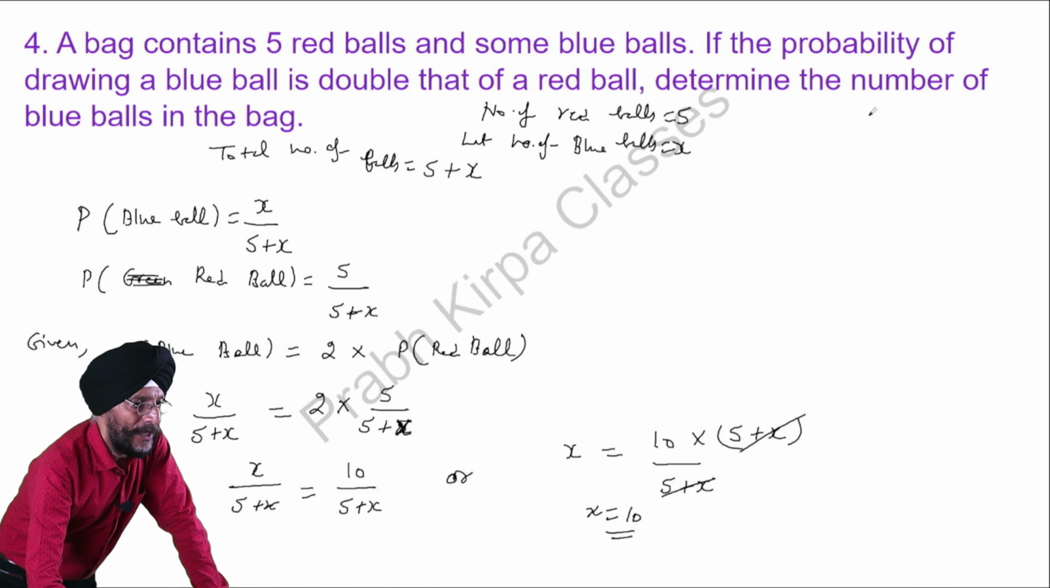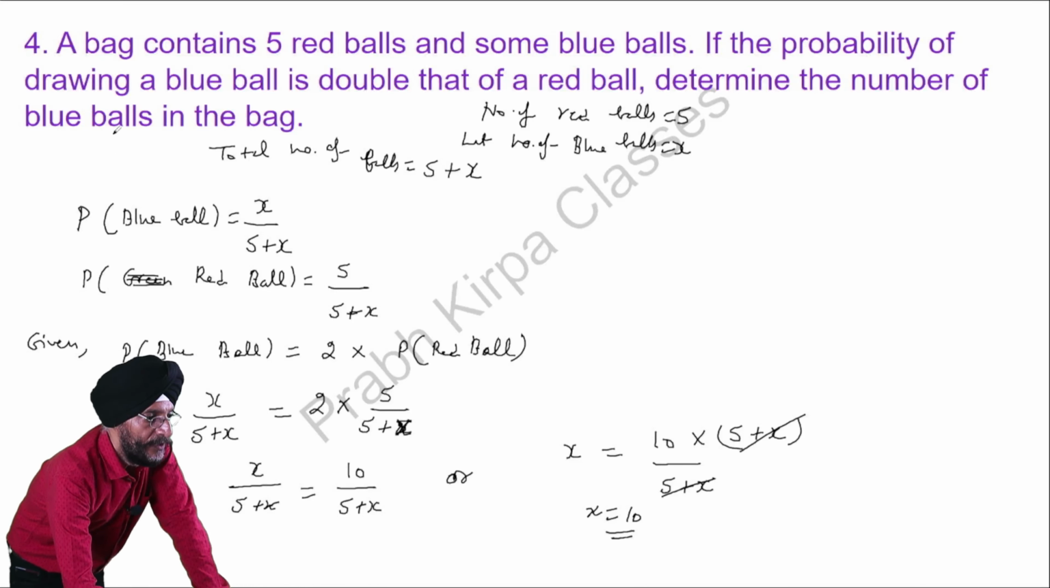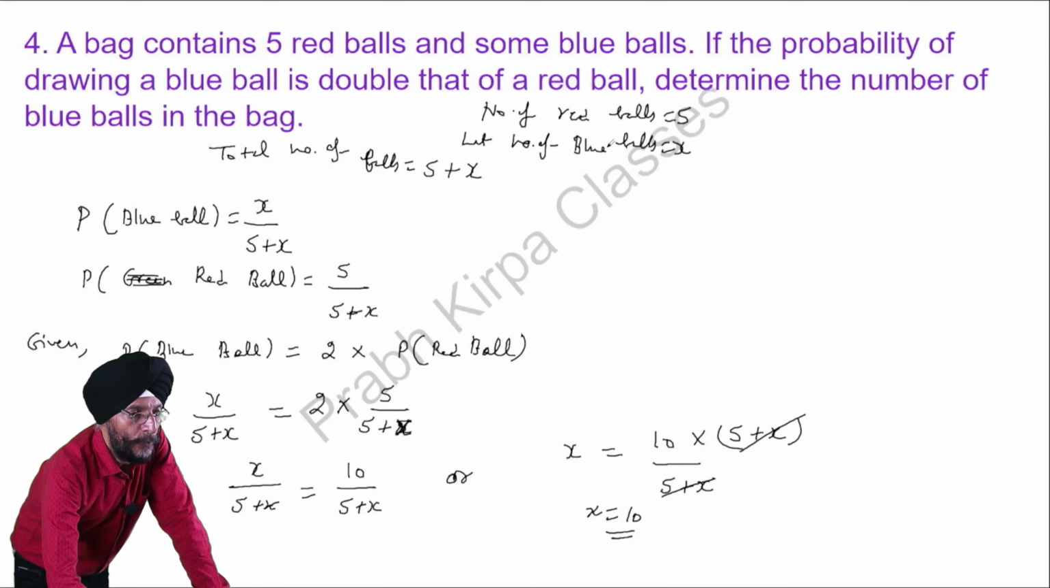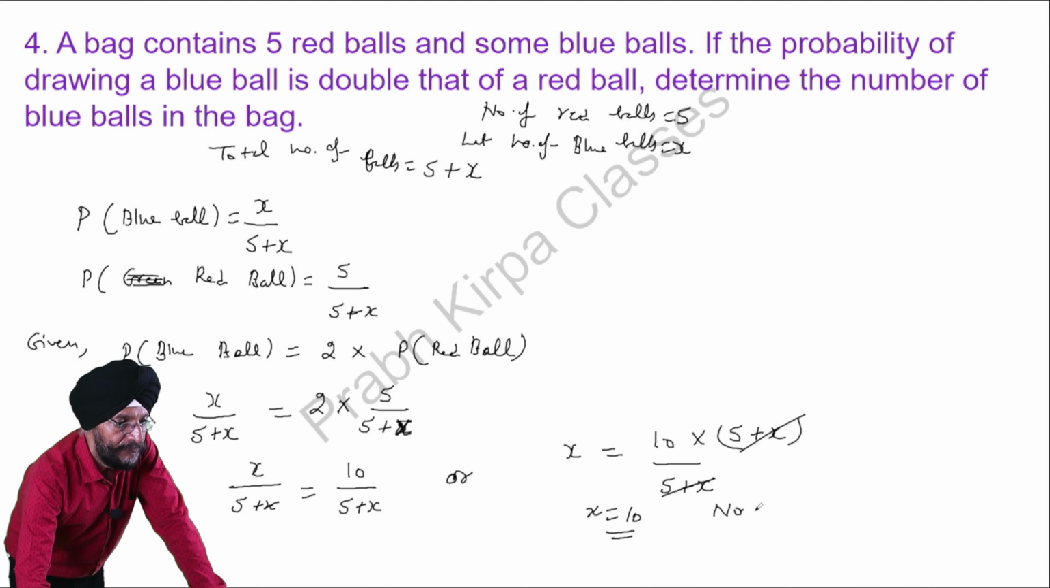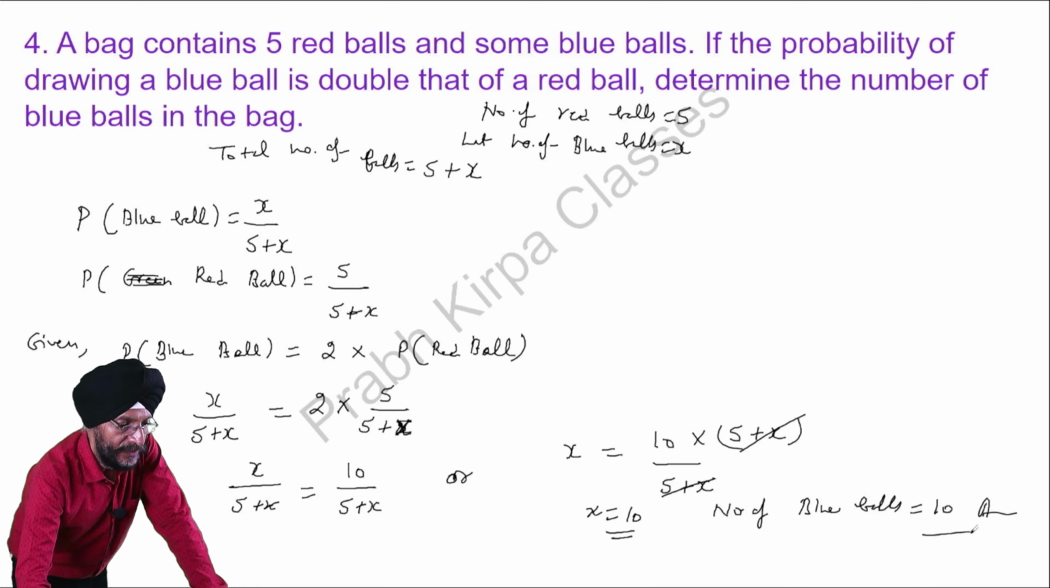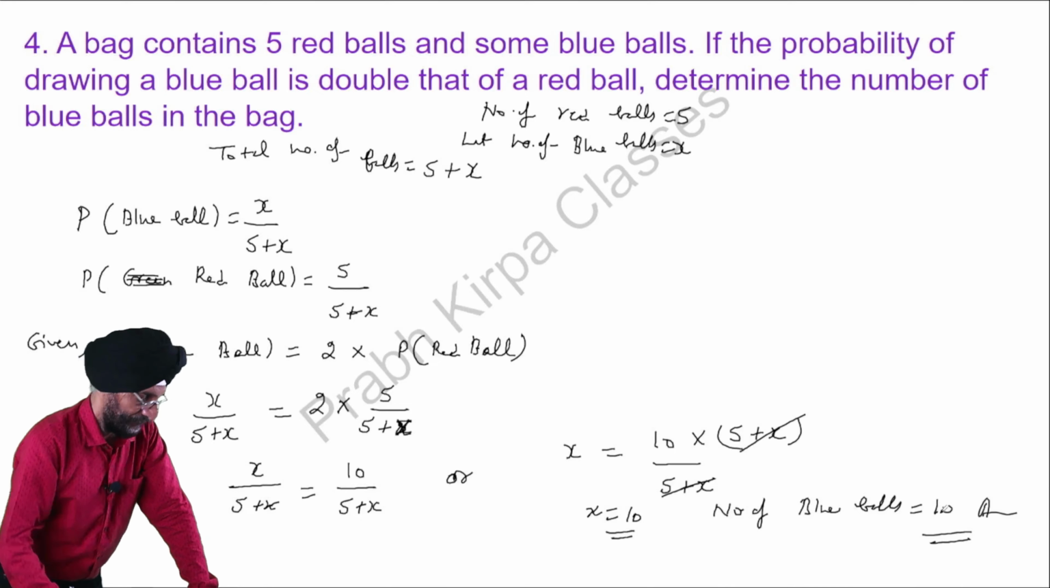So what we have to calculate? Determine the number of blue balls. Here we had assumed that the number of blue balls are x. We have arrived at the value of x. So the number of blue balls are equal to 10. This is the answer before you.